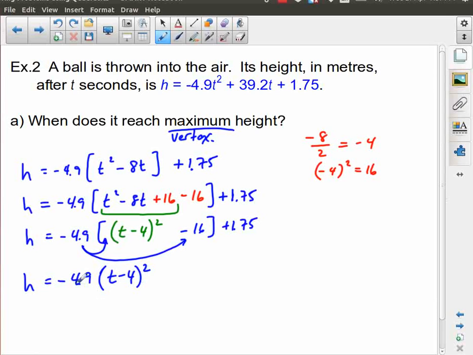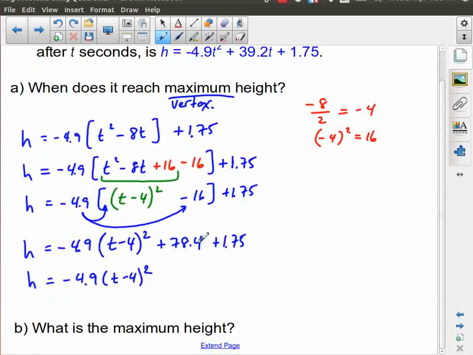So that's the first part of vertex form. And then we're going to do negative 4.9 multiplied by, and you can see we've got a negative 16 here, so that's actually going to be a positive now, and that works out to be 78.4 plus 1.75. And our last step here is to rewrite this as negative 4.9 t minus 4 all squared. And then 78.4 plus 1.75 ends up being plus 80.15.